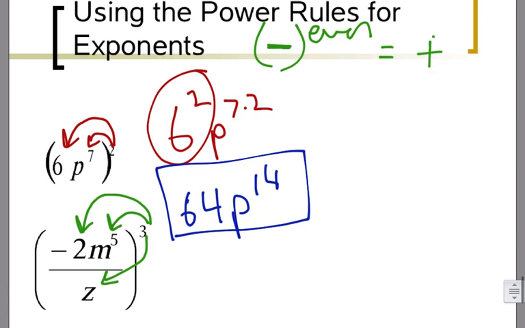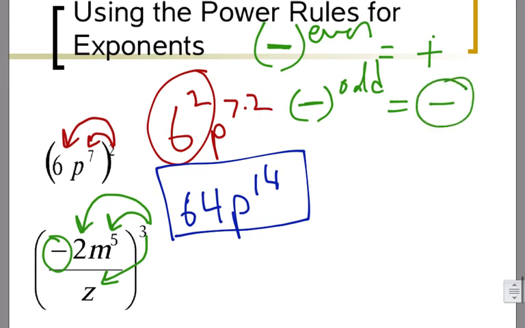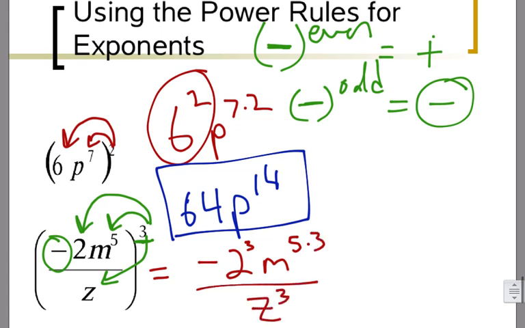Now here we've got a negative that's being raised to an odd power, and the answer there would still be negative. So it doesn't actually matter that I'm raising the negative to the 3rd power, it's still going to stay negative. That's what I'm trying to express here. So we get, still going to be negative, 2 to the 3rd power, m to the 5 times 3, over z to the 3rd power.